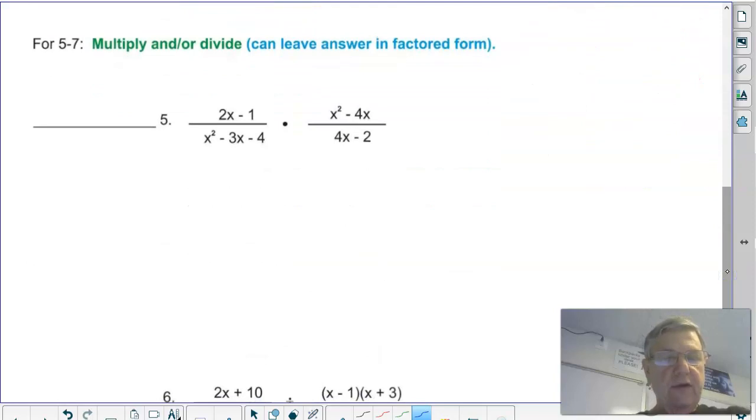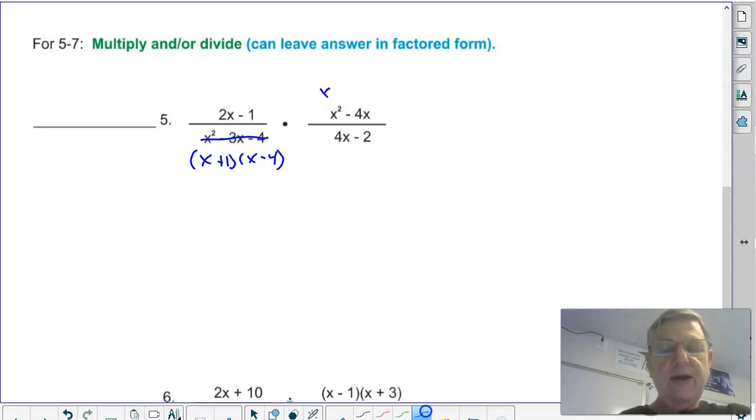Numbers 5 through 7: multiply and/or divide, and you can leave your answer in factored form. So it's all about factoring. The bottom here is a trinomial, trial and error, x. Negative 4 in the back gives me a negative 4 in the middle, positive 1 ends up being a negative 3 in the middle. That's correct.